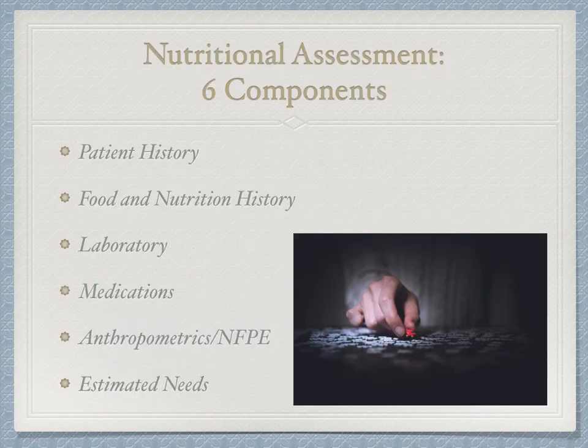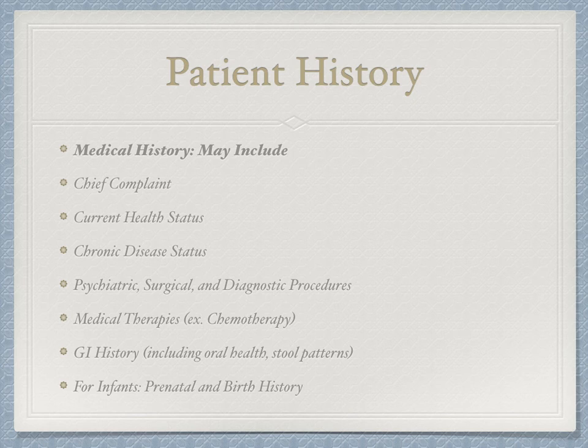So the 6 components that an RD should look at to perform a successful nutrition assessment are patient history, food and nutrition history, laboratory, medications, anthropometrics along with the NFPE, and estimated needs. When we're talking about patient history, there's several different parts to this.